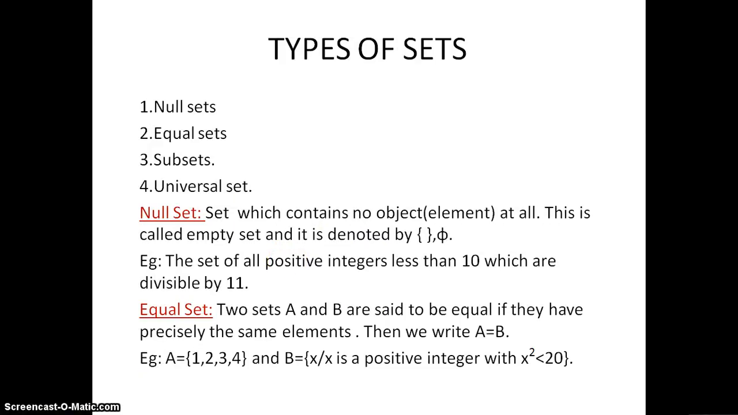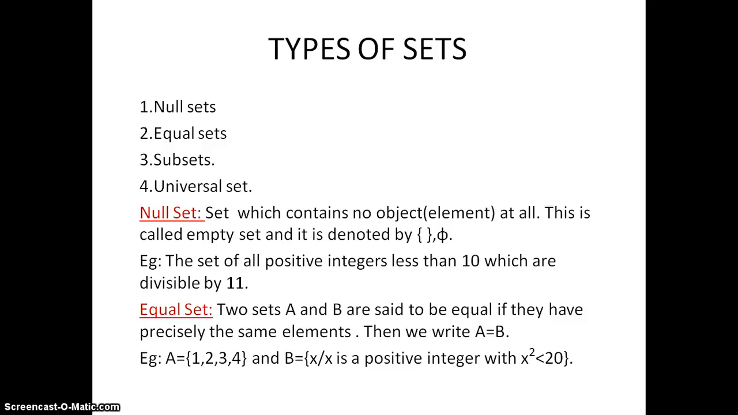Welcome to the discussion of types of sets, the next topic in set theory. Types of sets: null sets, equal sets, subsets and universal set. A null set contains no object or element at all. This is called an empty set and it is denoted with blank flower brackets or else the symbol phi.